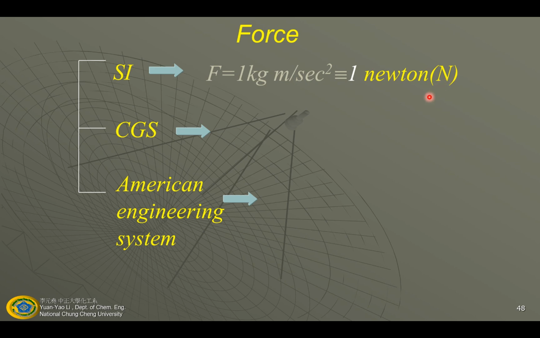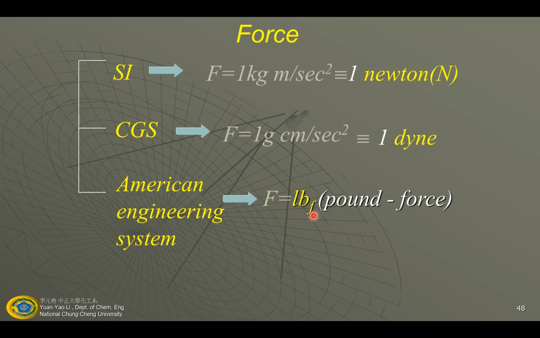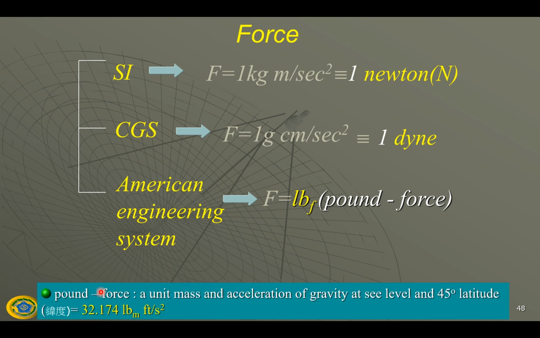Newtons. How about CGS? CGS will be 1 dyne. The American system will be 1 pound force. You might say, wow, professor, something is wrong with this. I learned 1 pound mass, but I don't know why it's 1 pound force. So 1 pound force is the force of a unit mass under the acceleration of gravity at sea level and 45 latitude. Okay, so 1 pound force will be equal to 32.174 pound mass times feet divided by second squared.